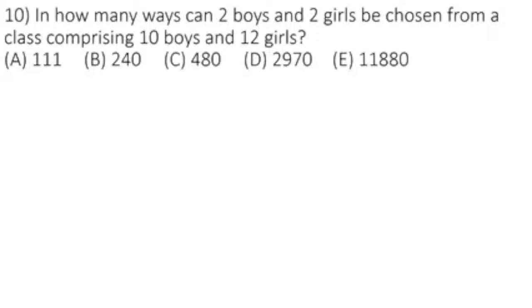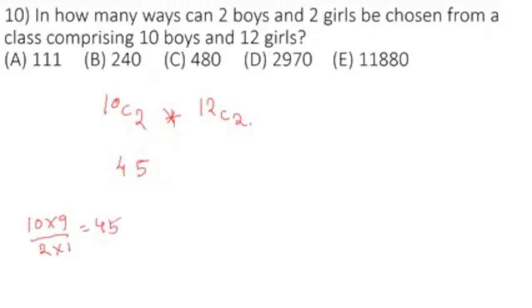From the available 10 boys, I can select any 2 boys, that is nothing but 10C2. And from the available 12 girls, I can select any 2 girls, that is nothing but 12C2. So the 10C2 value will be 45: 10 into 9 by 2 into 1, which is 45.